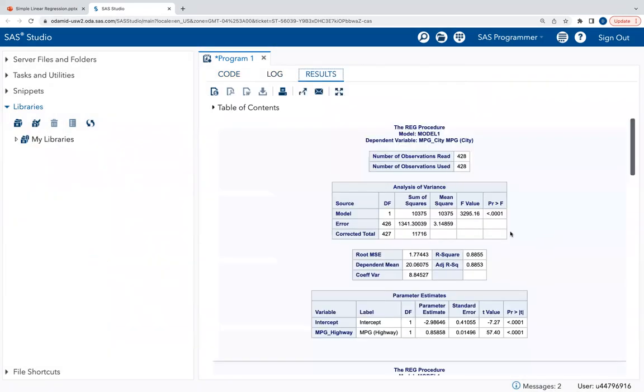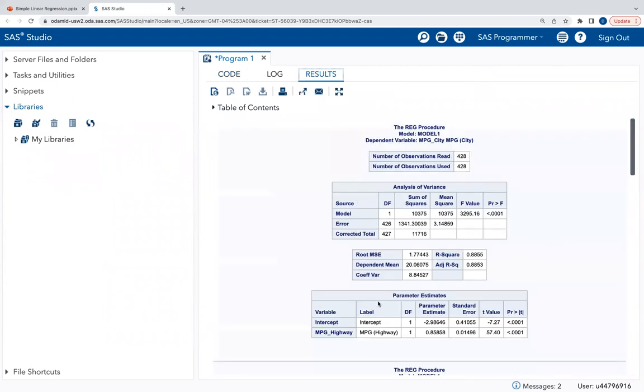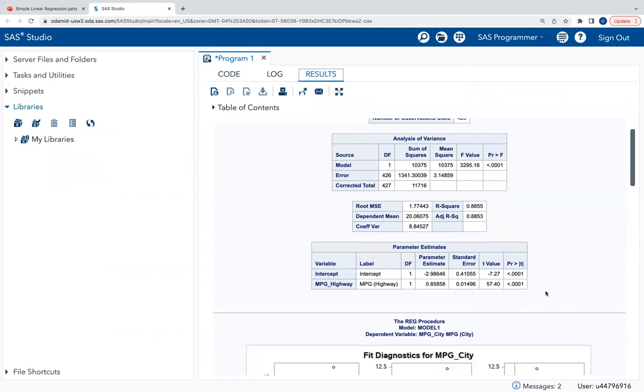And I get some results, tons of graphs and some results at the top. So we're going to talk about what these parameter estimates are when we go back into the PowerPoint, but this is going to be my meat here, okay? Because it's going to give me that slope or that beta one for my X, okay?